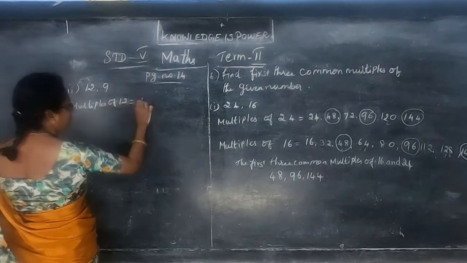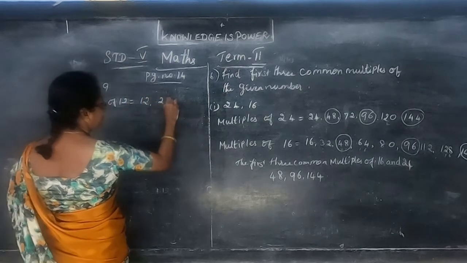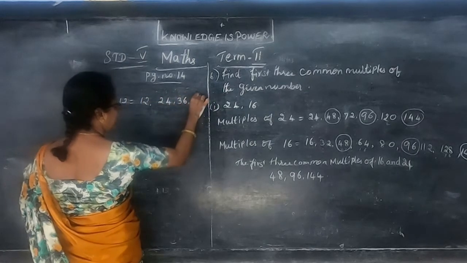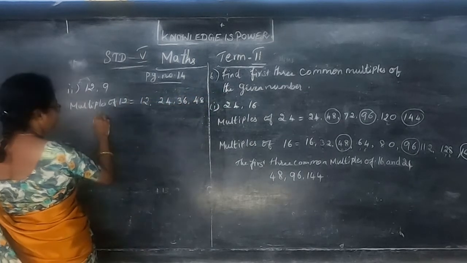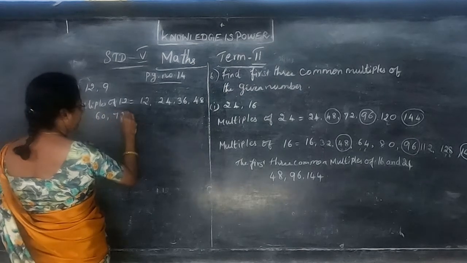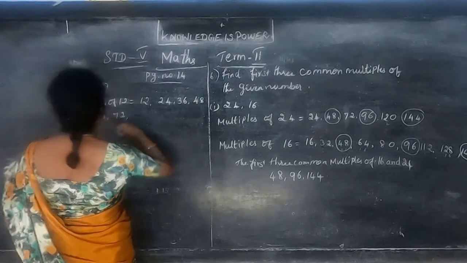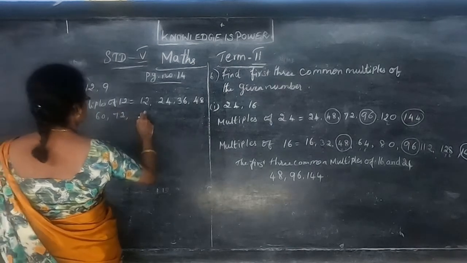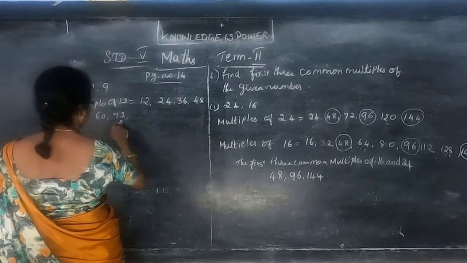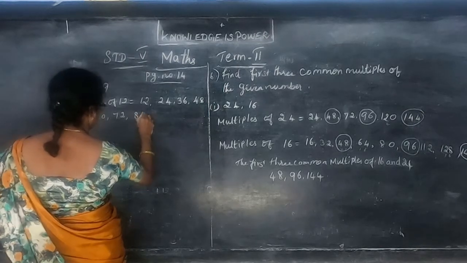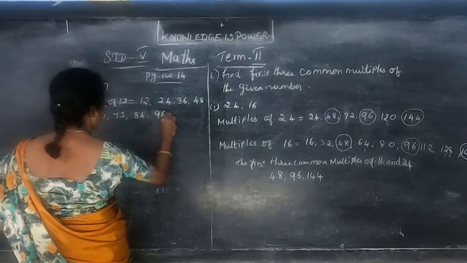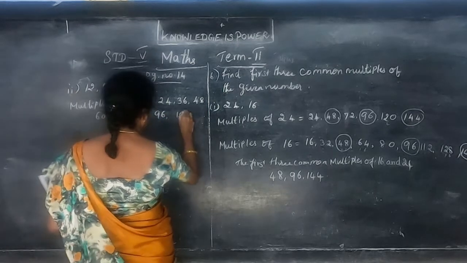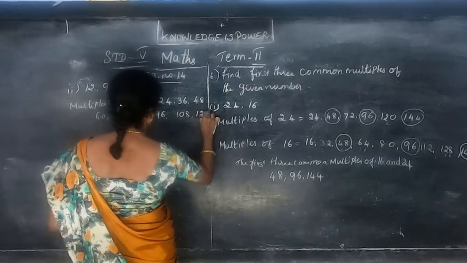So you can write all the 12 ones are 12, 12 twos are 24, 12 threes are 36, 12 fours are 48, 12 fives are 60, 72, 84, then 96, then 108, 120.